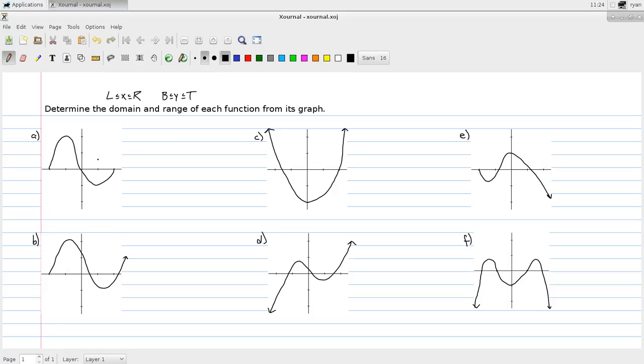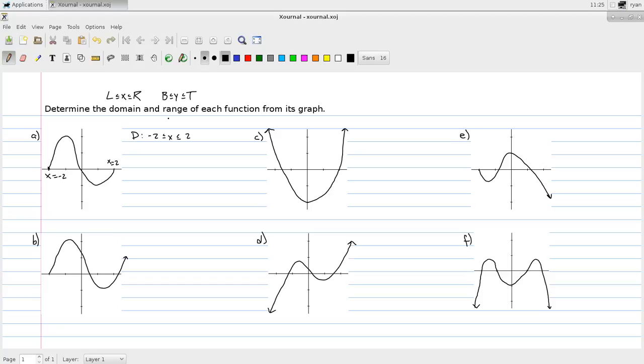So applying that to problem A, we look at left and right first because we're trying to find the domain. The left-hand most point anywhere on this graph is right here at x equals -2. And the right-hand most x value is x equals +2. So if we follow this setup here, the domain runs from -2 to +2.